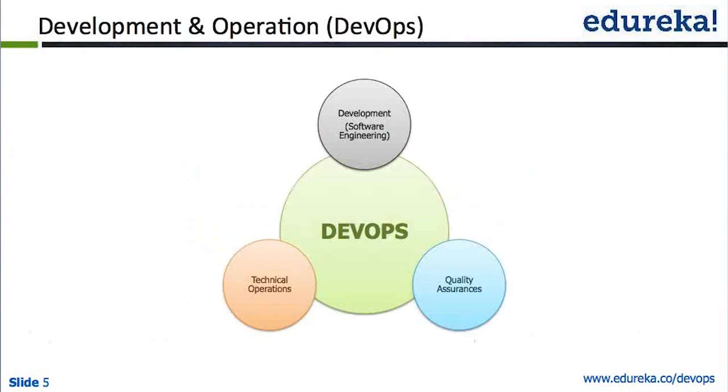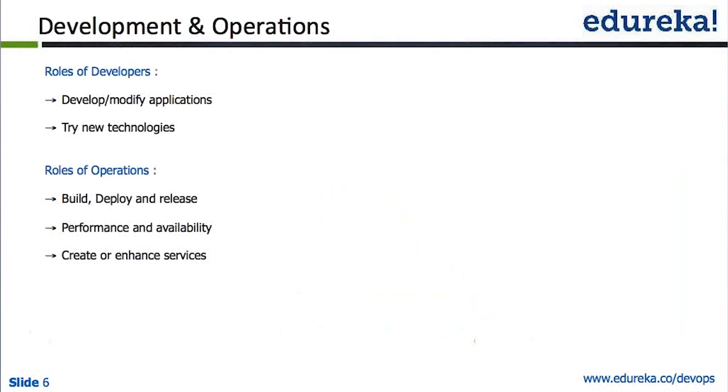As I said, DevOps is a combination of all the life cycle of software development and all the different functions or roles that we have in the software development world, right? This particular slide talks about development, which is software engineering, quality assurance or quality engineering, and the third one is technical operations, or DevOps, basically IT operations. So what are the different roles for dev, QA, and operations? Typically, as a developer, you write new code or modify code and you develop an application. And while doing that, you try new technologies and new ways of doing things.